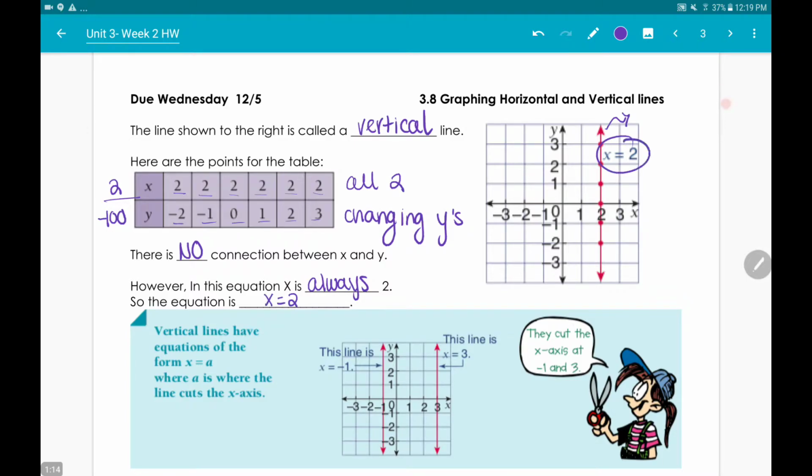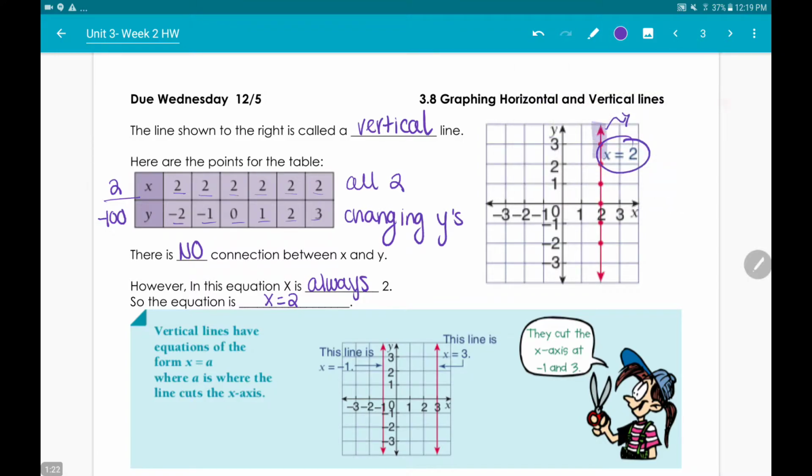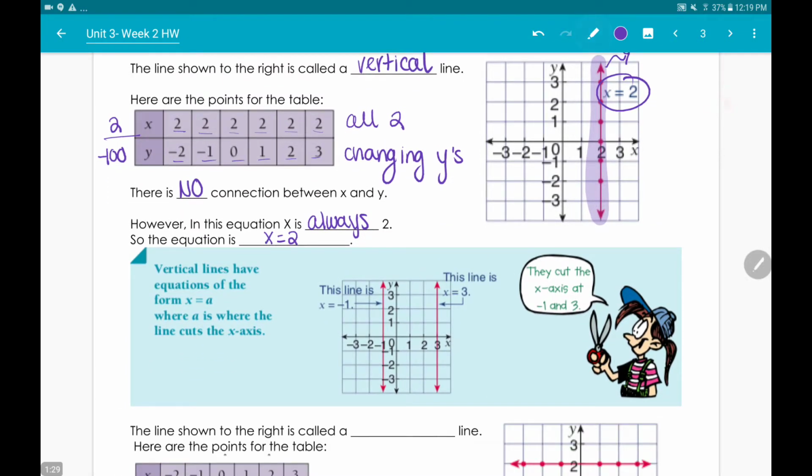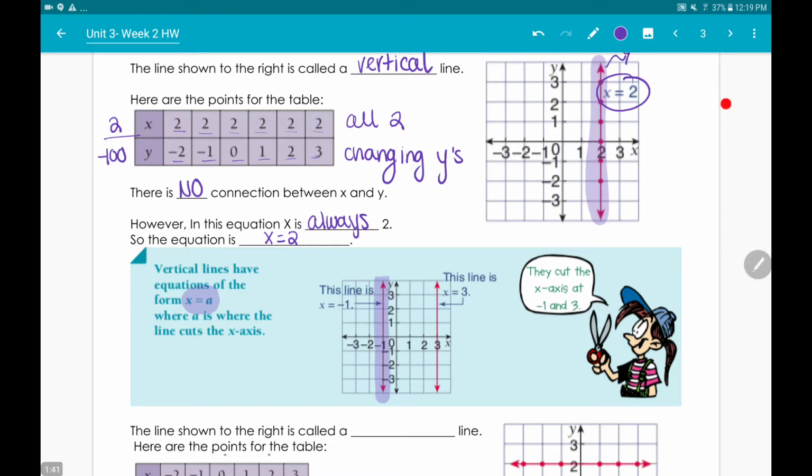That means x is always going to be 2, and it cuts through, if you look here where I'm highlighting, it cuts through the x-axis at 2. That's why it's called x equals 2. So all vertical lines have the equations of the form x equals and then some number. And the number, like here, this is x equals negative 1, and that's because on the x-axis, it's hitting negative 1. This one is x equals 3, and it's because it's hitting 3 on the x-axis.